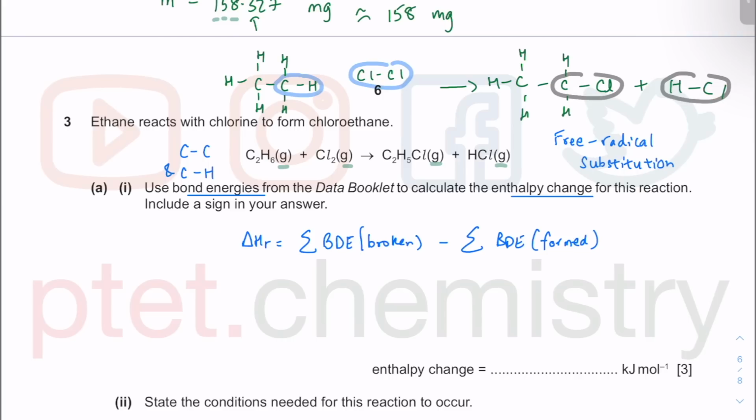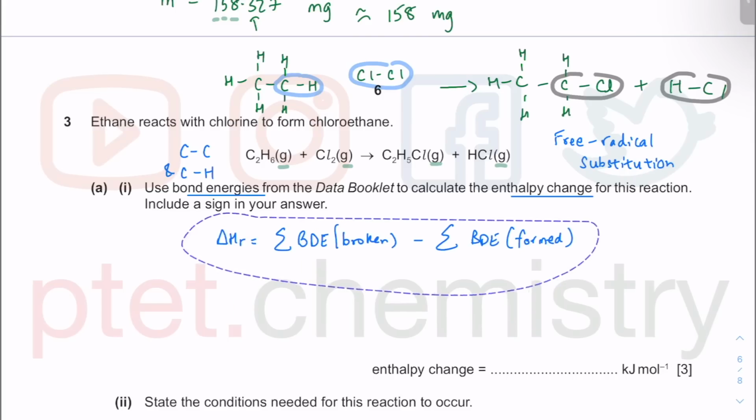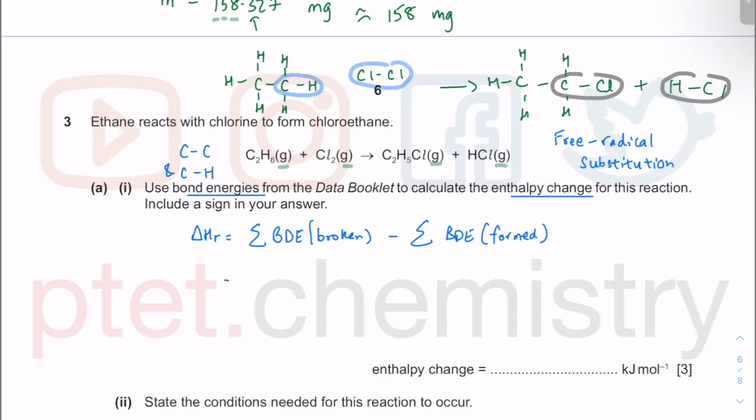So going straight to my data booklet, find the bond energy. In the new syllabus, in the new specification for your exams, you will have the data inside the question paper itself. So it wouldn't make too much of a difference. You still have the data to do your calculations where the question needs it. So find the C-H first. That is given as 410. So 1 times 410 plus breaking the 1 times Cl-Cl.